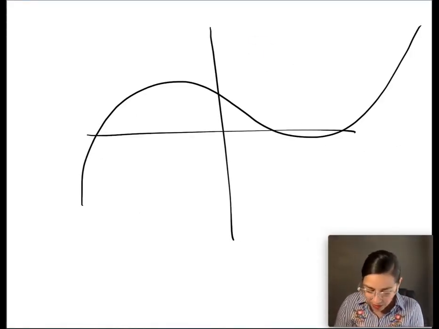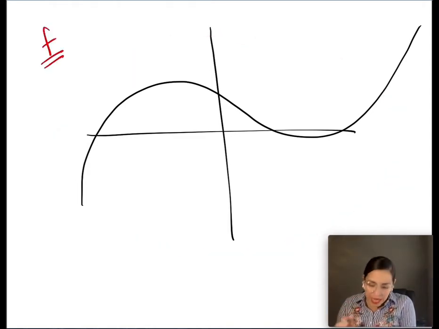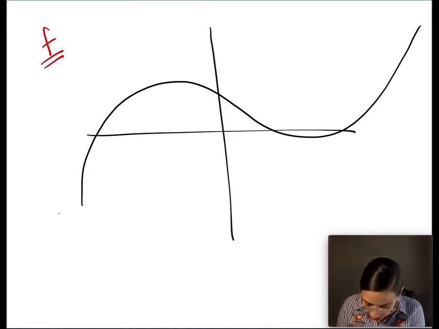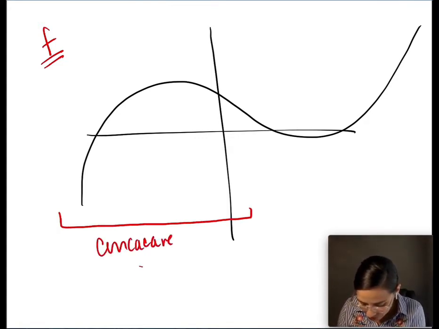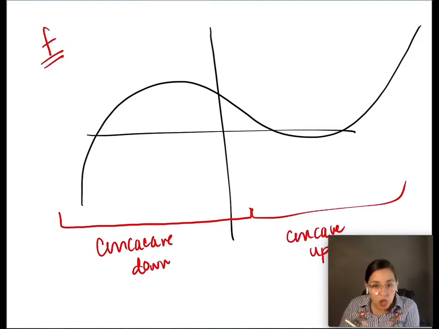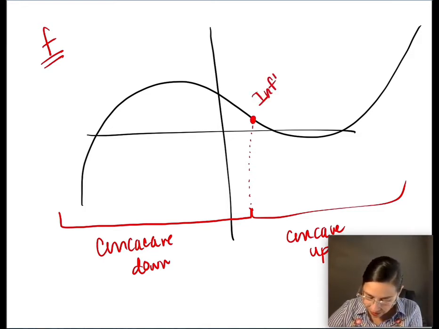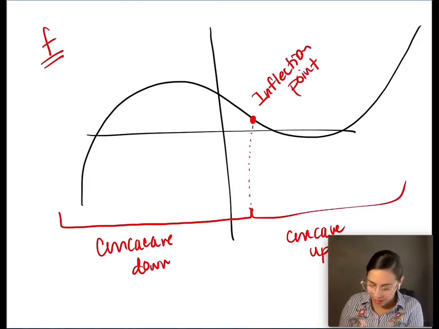So I look at my graph, and this is again the graph of f. I have some function f. And if you look at it, it looks concave down from here, all the way here. So it's concave down. And then from here on, it's concave up. Right? So that point where the concavity changes, that is my inflection point. So this is my inflection point. It is a point, so it has an x and y coordinate, okay?